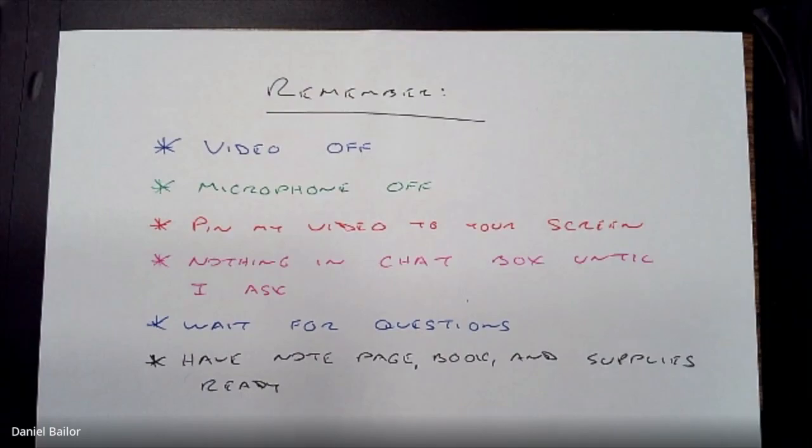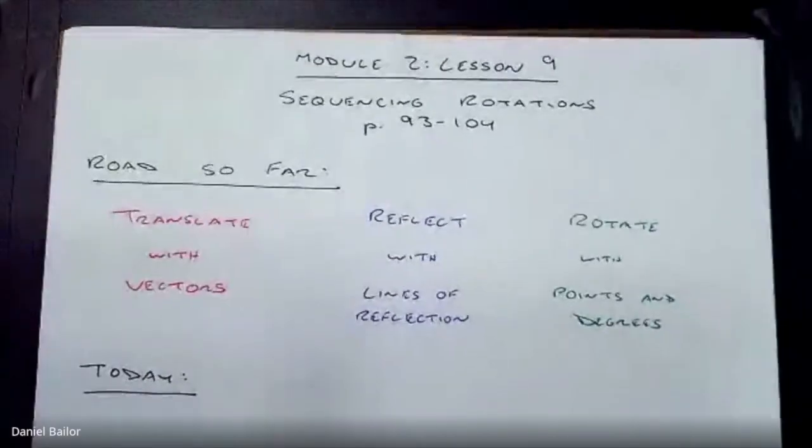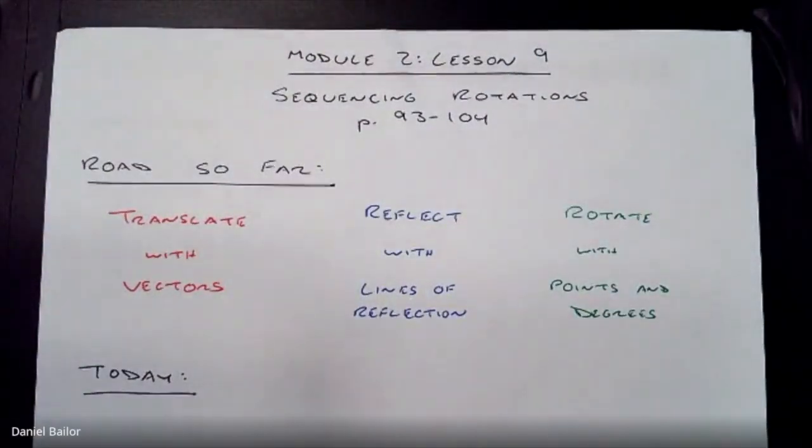Okay, here we go, class. Ready for the next math lesson. Today we are working on Module 2, Lesson 9. Module 2, Lesson 9 is called Sequencing Rotations, meaning putting rotations in order, doing one rotation and then doing another rotation. So you'll need pages 93 through 104 of your math workbook for Eureka Math.